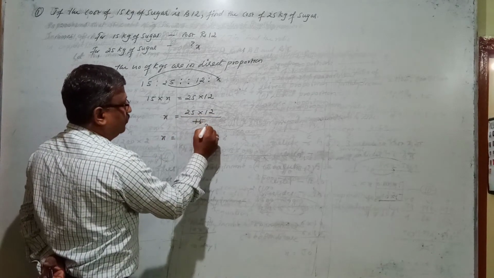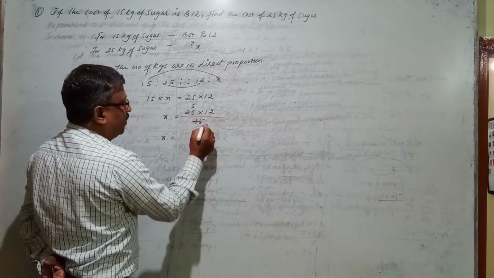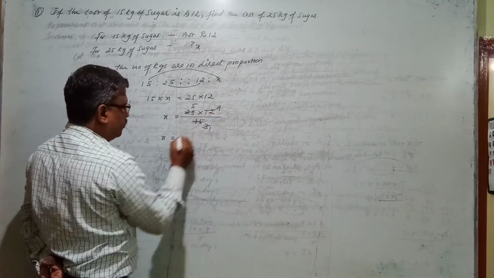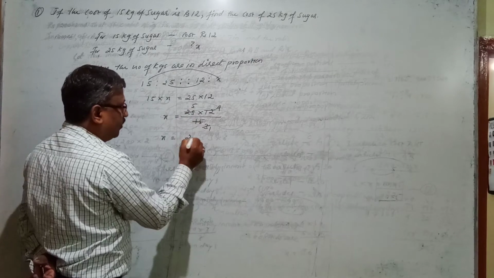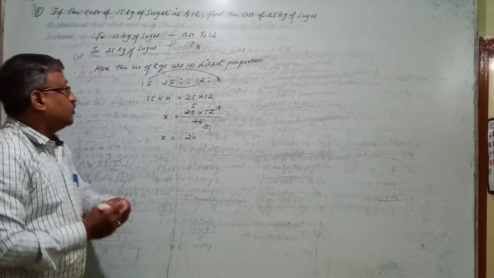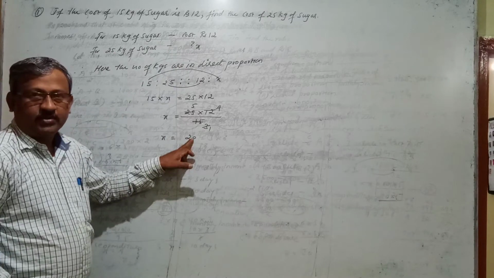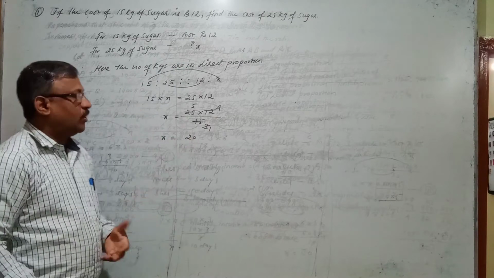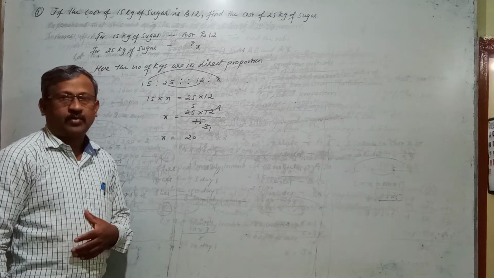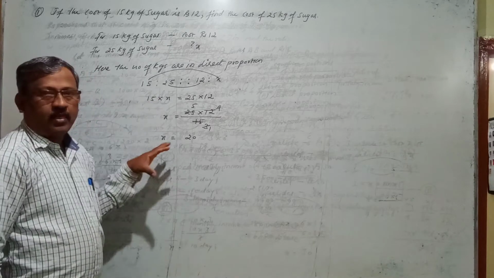So 5 3s are 15, 5 5s are 25, 3 4s are 12. So x is equal to 5 into 4, you will get how much? 20 rupees. Means what will be the cost of 25 kg of sugar here? 20 rupees. Clear? So this is how we have to solve the problems on proportion. So this is a simple problem.